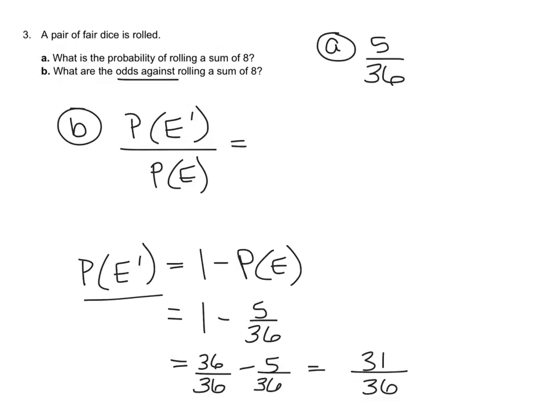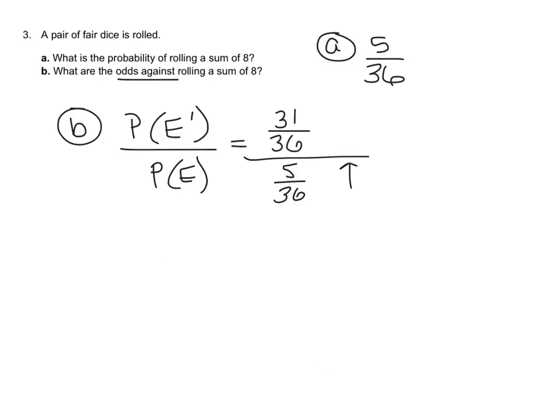And this is the probability of the complement of rolling a sum of 8. And this will be my numerator, which is 31 over 36. Then I have a fraction bar, and then I'm going to write the probability of the event, which we found in part A, and that was 5 over 36. Now this fraction bar represents division. So to make things a little easier, I'm just going to write this division problem using a division sign instead of a fraction bar. So I have 31 over 36 divided by 5 over 36.